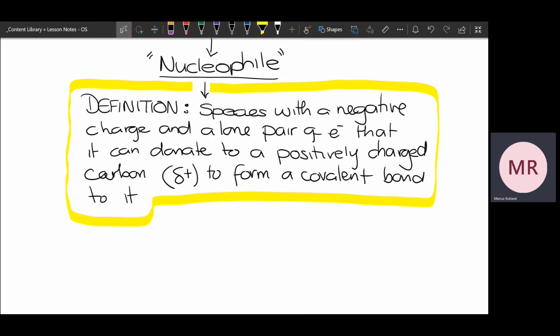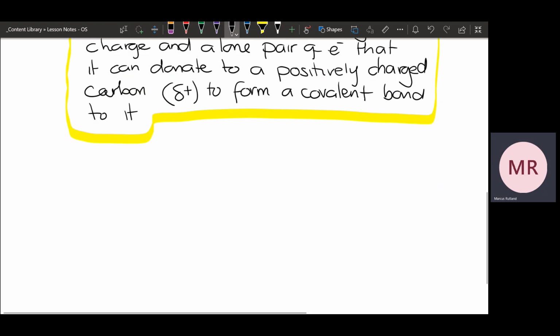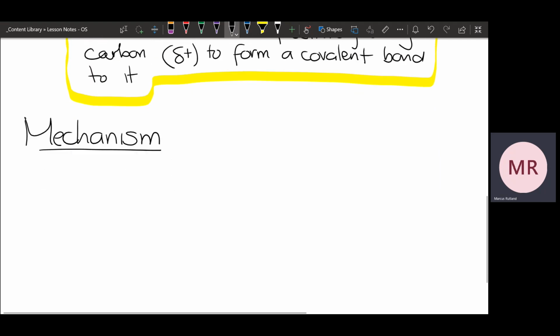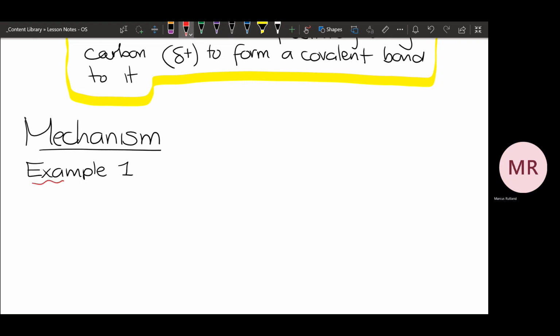Okay, let's look at the mechanism then. So the step-by-step mechanism, you need to know 3 examples of this, the haloalkanes. So example 1, haloalkane plus hydroxide ions.